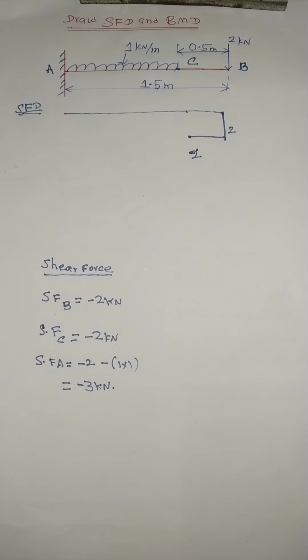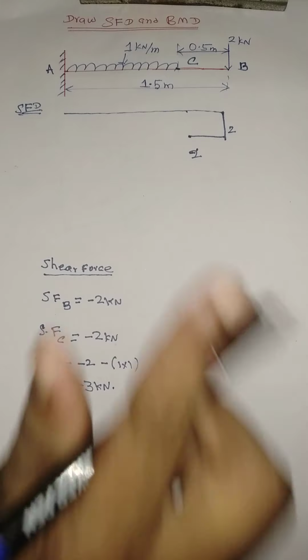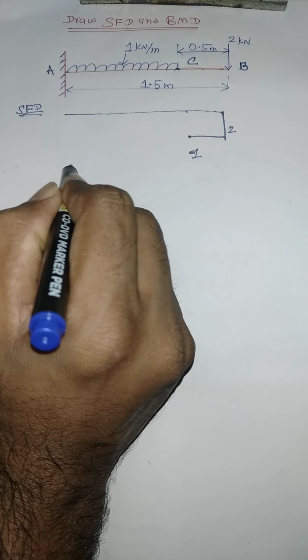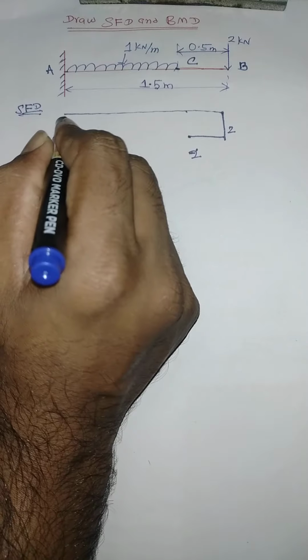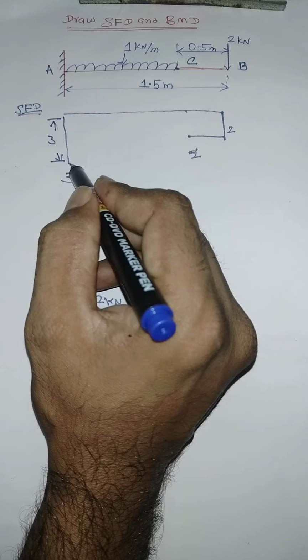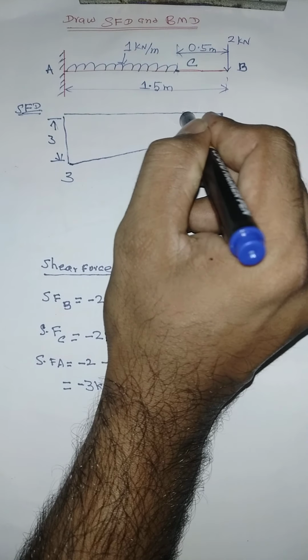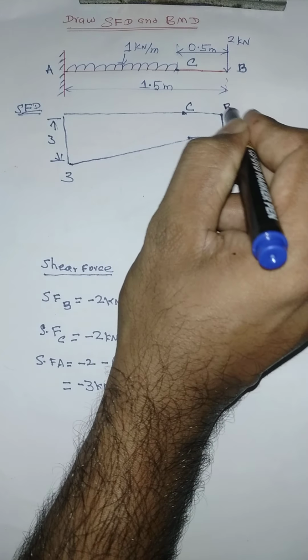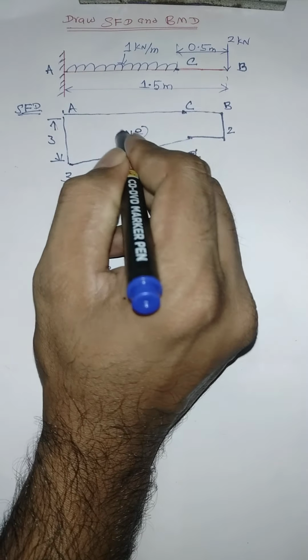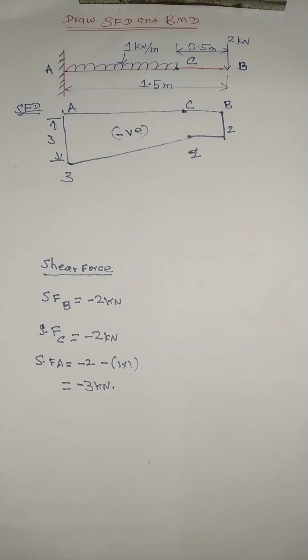Next, draw the shear force at point A, which is minus 3 kilonewton, acting downwards. So this is the minus 3, this is 3 kilonewton. Connect these 2 points: C, B and A. This is 3 kilonewton, and it is negative. This is the shear force diagram of the cantilever beam.